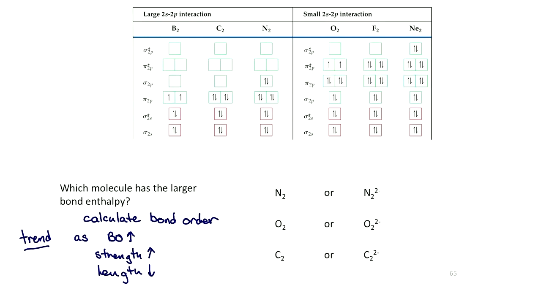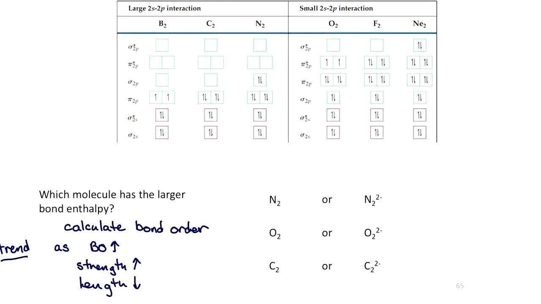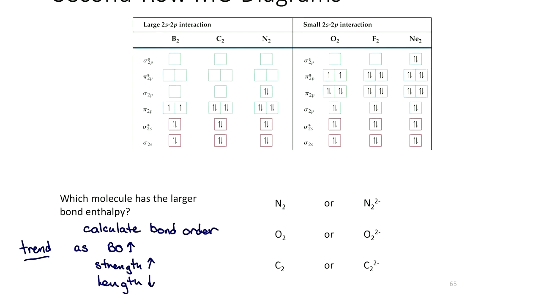But let me show you a trick. We don't actually really need to calculate bond order here. We can just think about the bond order calculation. Bond order is equal to bonding electrons minus anti-bonding electrons over 2. So we can strengthen a bond by increasing the number of bonding electrons. But if we remove bonding electrons, do we strengthen or weaken the bond? We weaken it, just based upon the number mathematically.